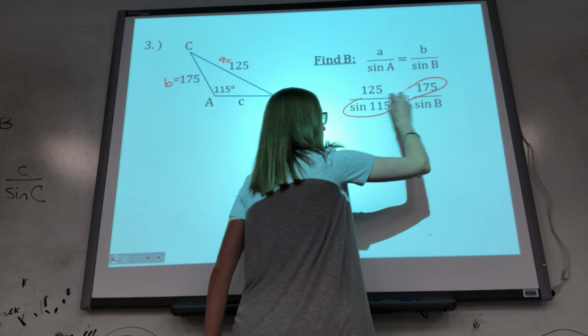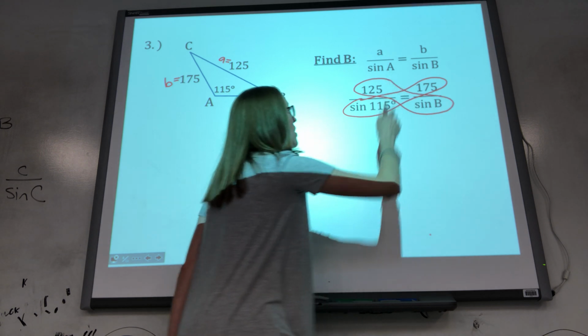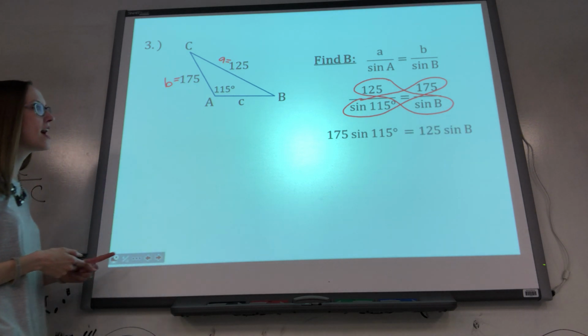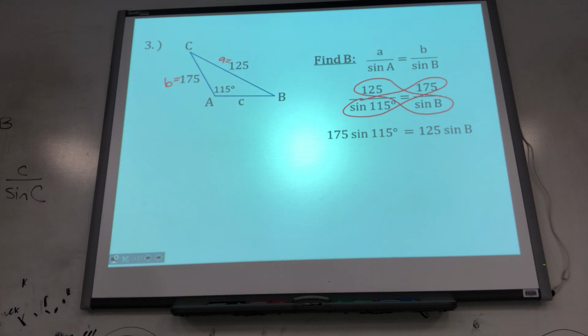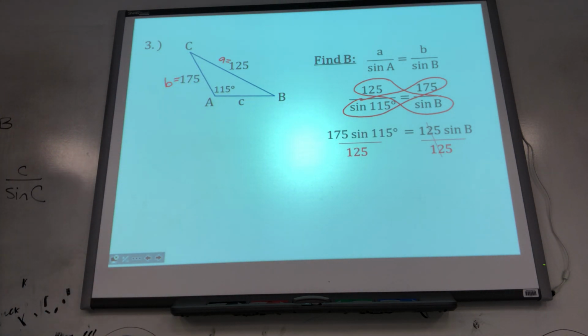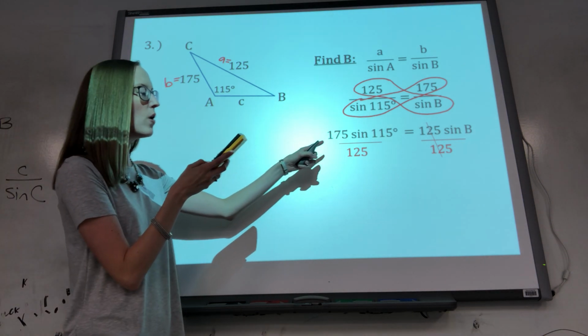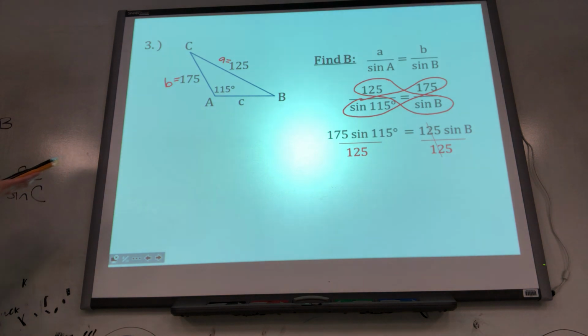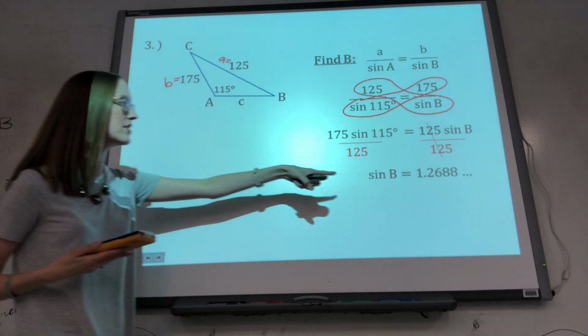Alrighty, here we go. Cross multiply. I'll have 175 sine of 115 equals 125 sine of big B. Now I need to start this by dividing by 125. So on my calculator, I've got 175 sine of 115. I'm going to hit enter after that, divided by 125, and keep that number on your calculator screen.